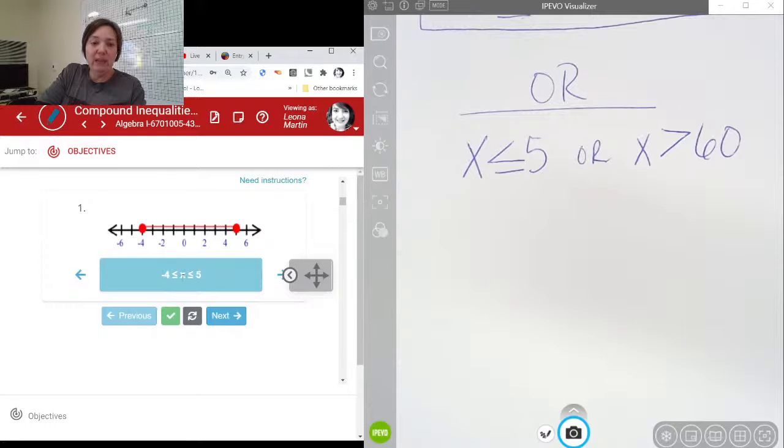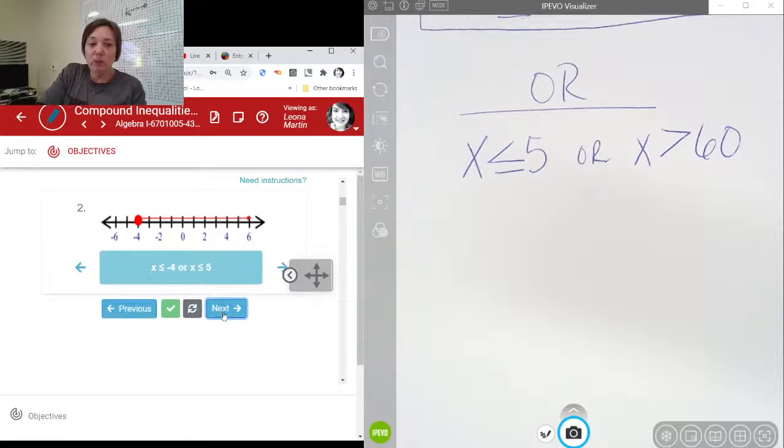What does this read? X is, remember, read from this side. X is what to 4? Greater than or equal to negative 4. Do y'all see that? And then what does it say x is to 5? It says less than. So this one matches that one, doesn't it? So we'll go on to the next one.